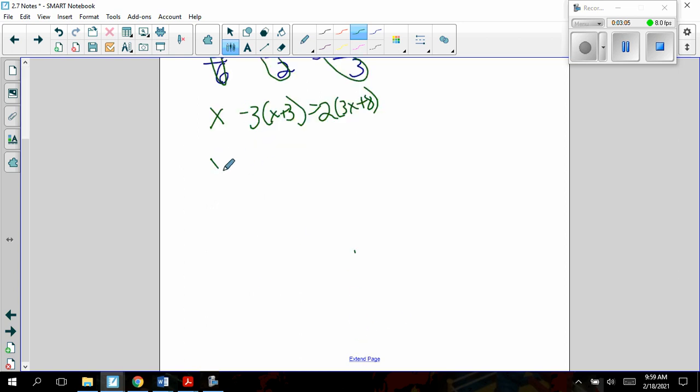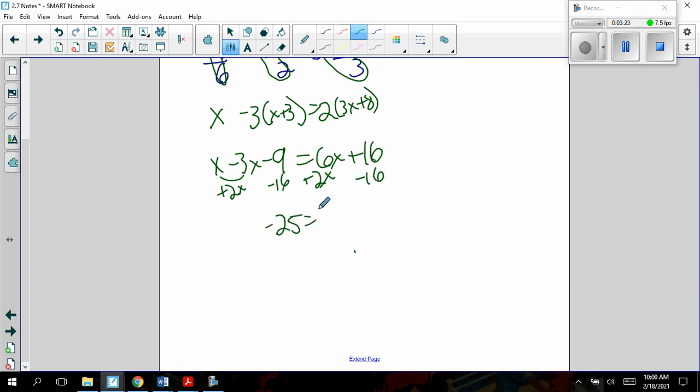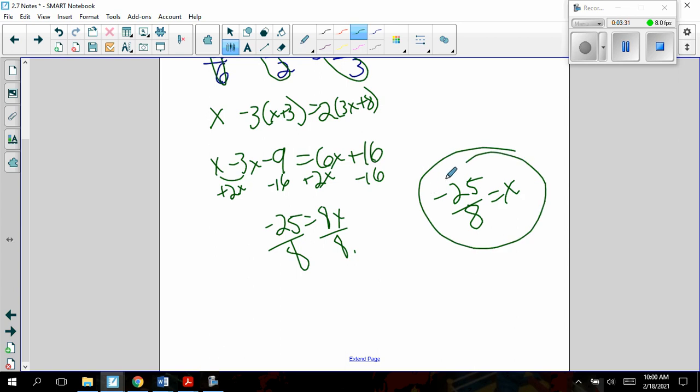I would distribute, so minus 3x minus 9, make sure you distribute the negative. 6x plus 16. So if I add 2x over, that would take care of that. A little quick solving here. Minus 16, so I got negative 25 equals 8x, divide by 8. So negative 25 eighths is what your solution is.